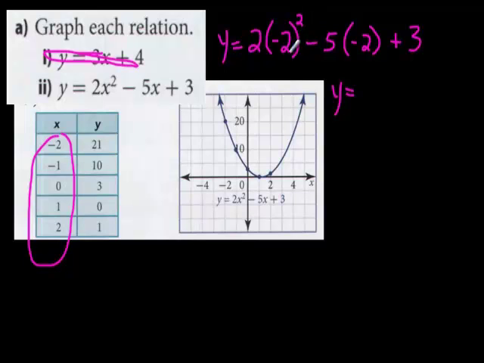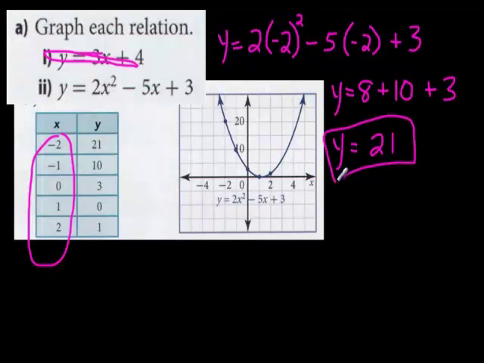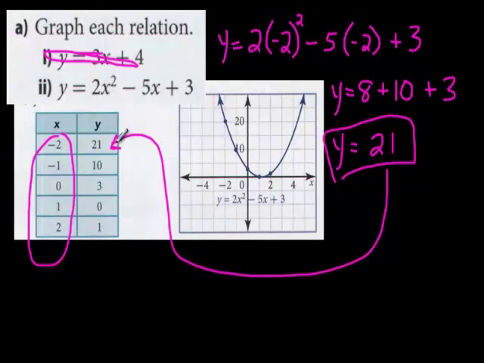Any second now, we got the 8 right on. Negative 5 times negative 2. Be careful not to forget the negative 5. That's positive 10. Thank you. And the last one's 3. Add those all up, and what do you get for y? Hopefully we get 21, folks, because look at the table of values. When x is negative 2, y is 21. Sure enough, we did it. Fantastic. And he's making sure you see that there. Making sure it's perfect. Great.